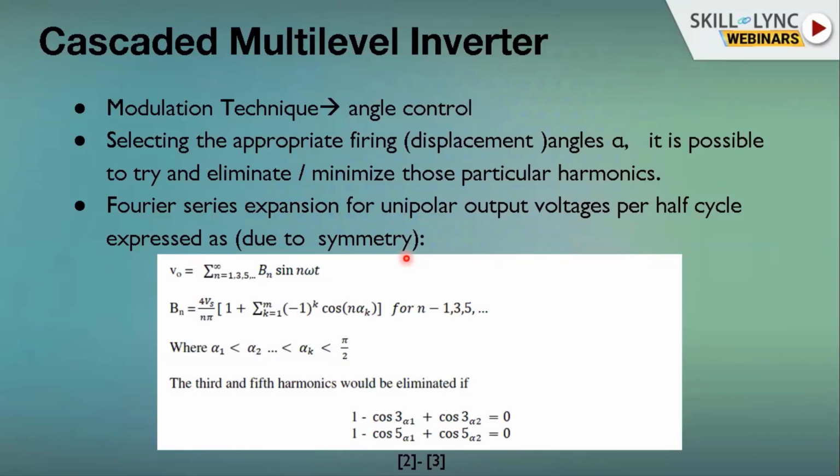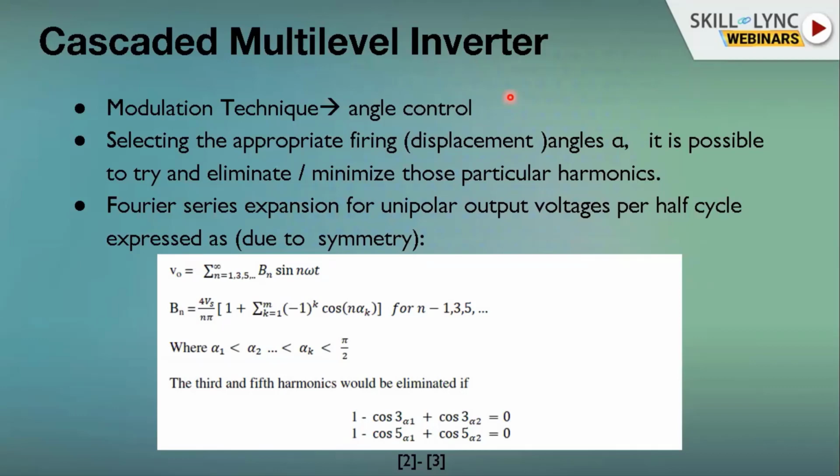But usually from an analysis point of view, for those who are starting off, the cascaded multi-level inverter is the one that you can start off with. It's easier to understand, and how the voltages add up is much easier to understand. So the first technique, I wouldn't call it a technique, is what we call the angle control method. It's also very popularly known as SHE, the selective harmonic elimination method.